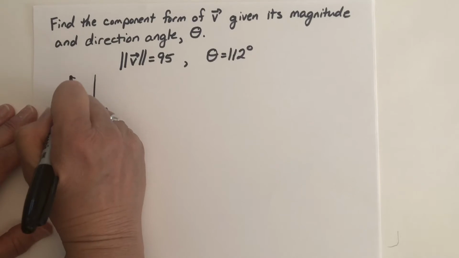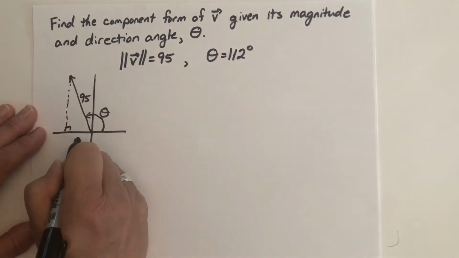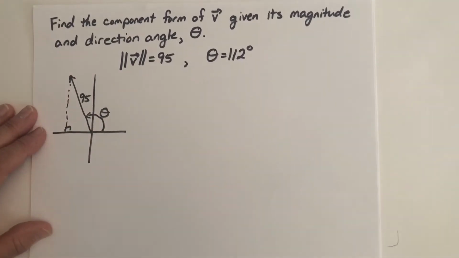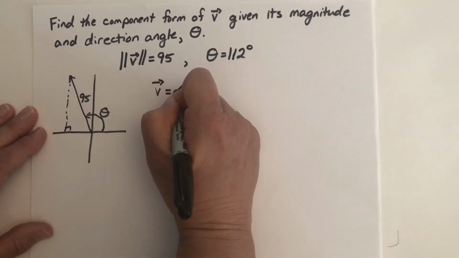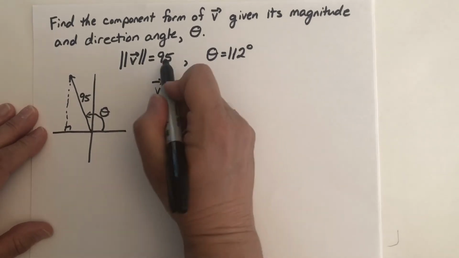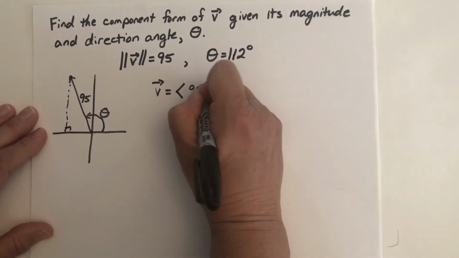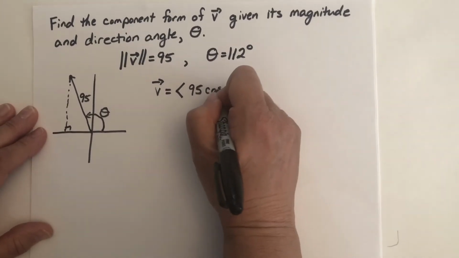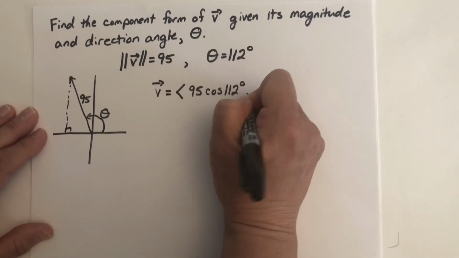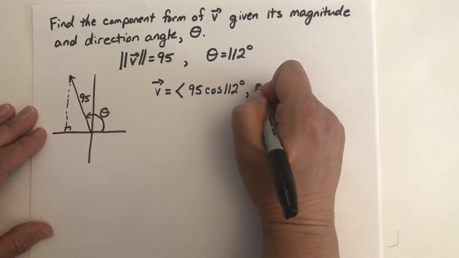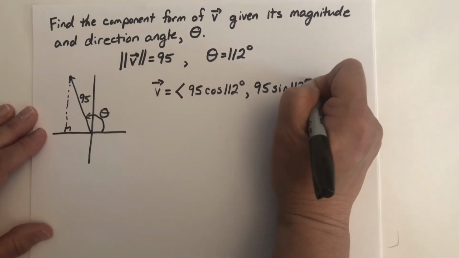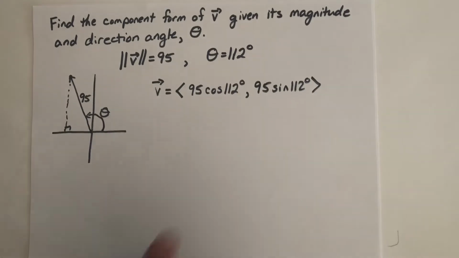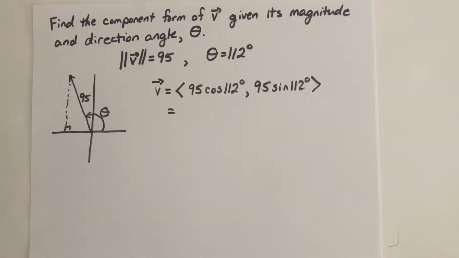And so we're being asked for this x value and this y value essentially for the vector. So here we go. The vector v is equal to the magnitude times the cosine of the angle, comma, the magnitude times the sine of the angle. Now these aren't any of our special angles, so we grab our calculators and we punch those in.